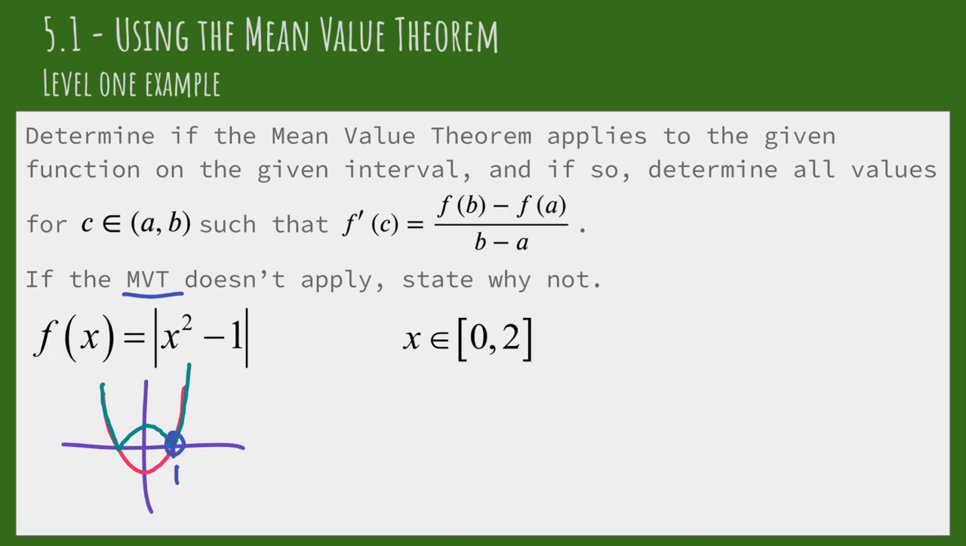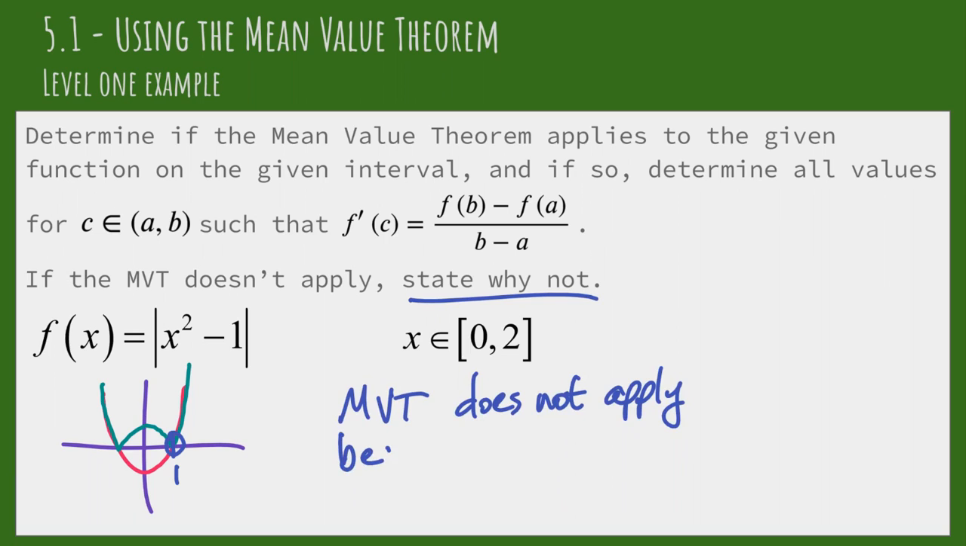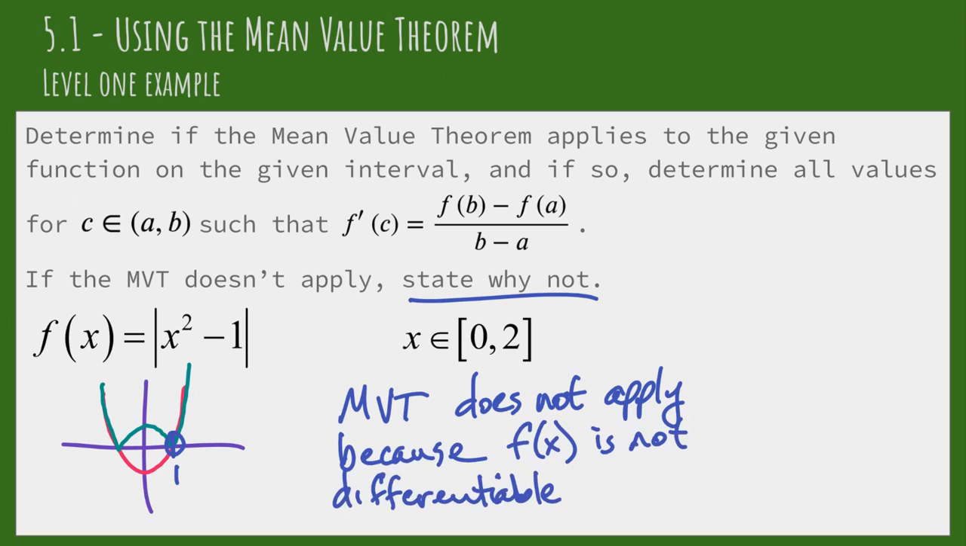All right, so I'm going to say the mean value theorem does not apply, but I also want to state why not. Well, the reason the mean value theorem is not going to work is because we have a point on the interval from 0 to 2 where the function is not differentiable. So to answer this, I'm going to say the mean value theorem does not apply because f of x is not differentiable at x equals 1, which is on the interval from 0 to 2.